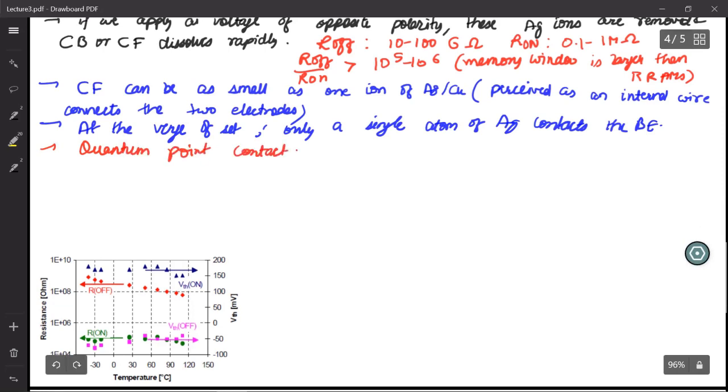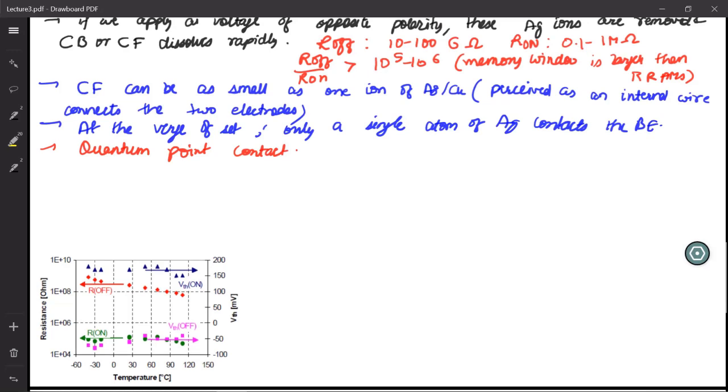This quantum point contact has very deep physics. It has very rich physics, I would say. Because of this, there is a quantization of conductance and all those things, which you will see in the later slides. I'll discuss that as well. This quantum point contact phenomenon in your CB-RAM leads to a variety of interesting phenomena. Some of them we'll also discuss in this lecture.